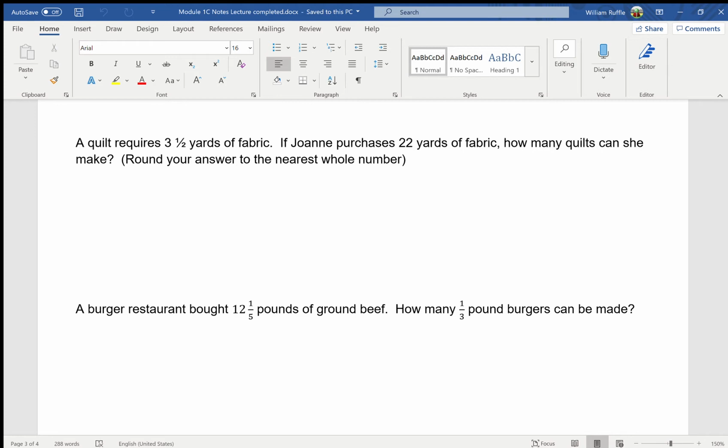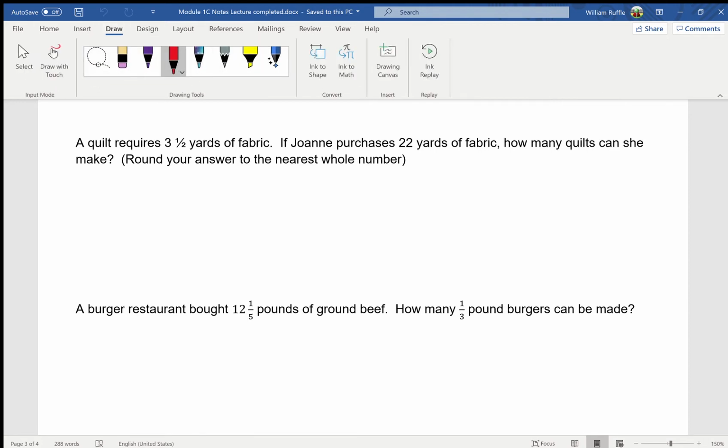Our first thing here is we're trying to make quilts that need 3 1/2 yards of fabric, and we have a total of 22 yards. So we're going to split 22 yards into sizes of 3 1/2. And notice, just because 3 1/2 comes first and 22 doesn't mean I do this divided by that. This is the total, and I'm dividing by what I'm splitting it into.